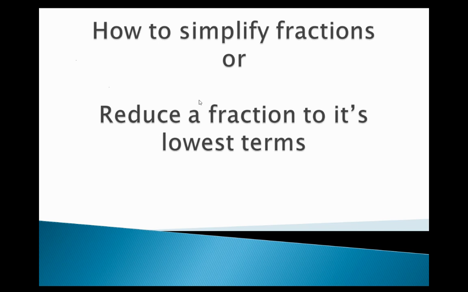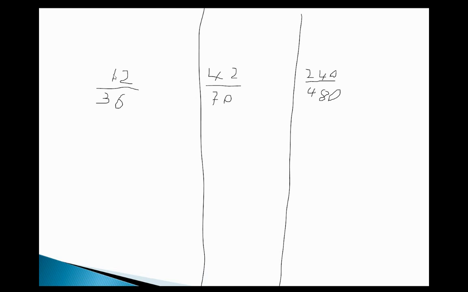Hi guys, in today's video, I'm going to show you how to simplify fractions or reduce a fraction to its lowest terms. Let's get right into it. Now we have three fractions here, and I'm going to go through them one by one with you. Let's get my pointer up.